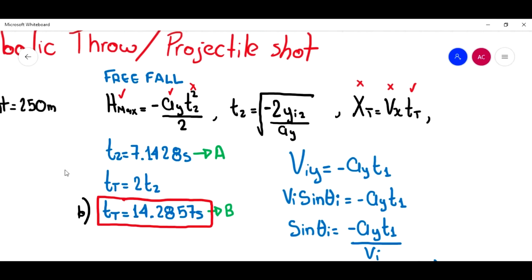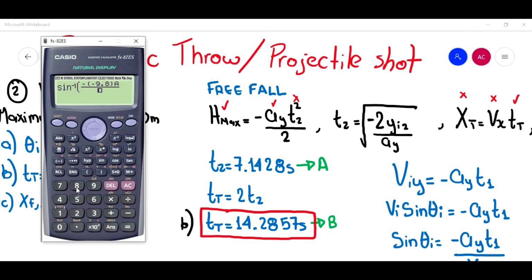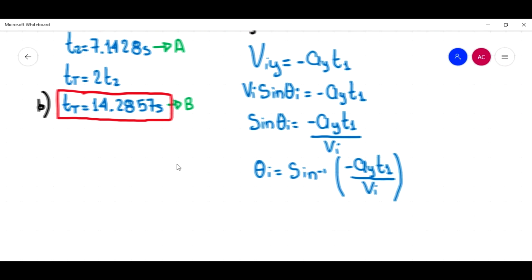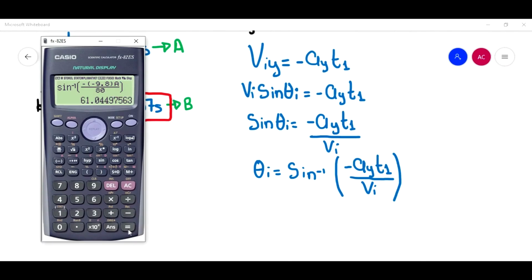How much is initial velocity? It's 80 meters per second. Okay, and I'm gonna close parentheses. So how much is that? Boom. Okay, that is the initial angle.